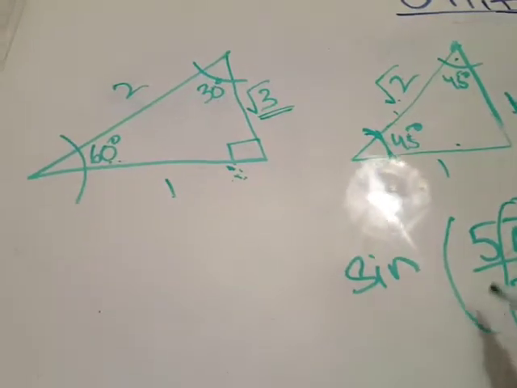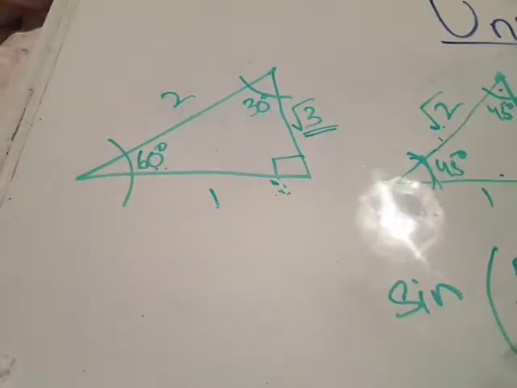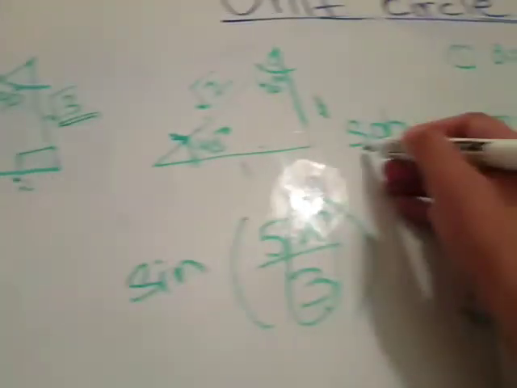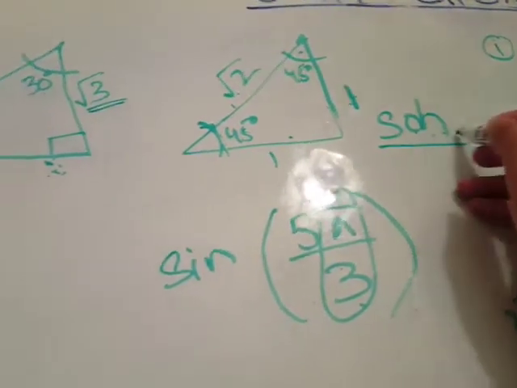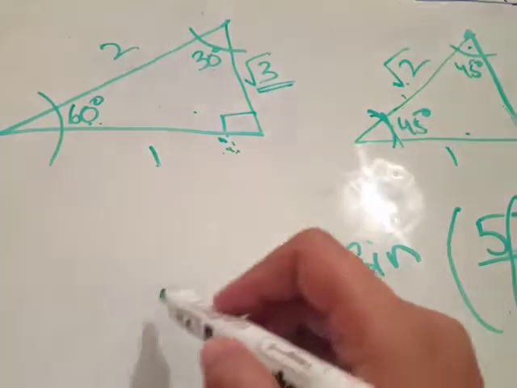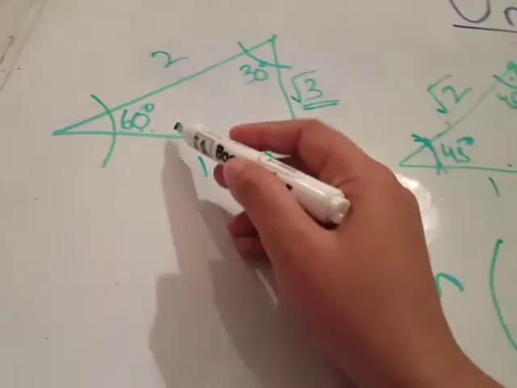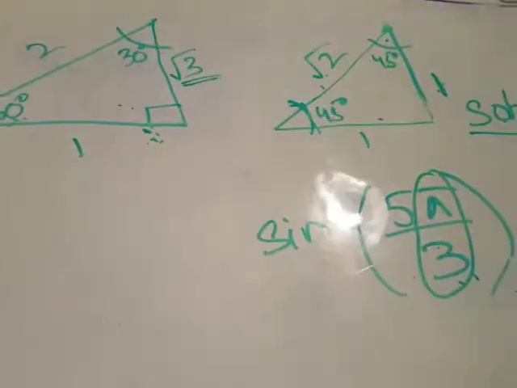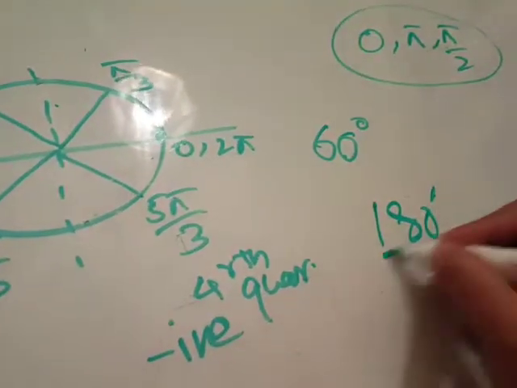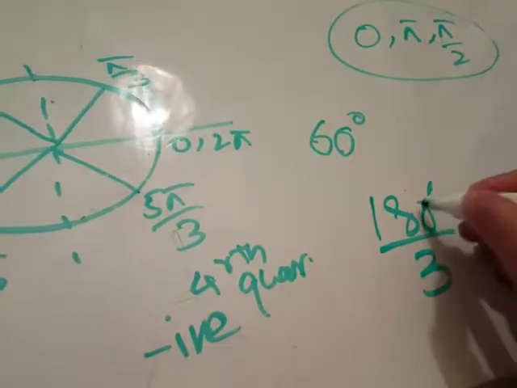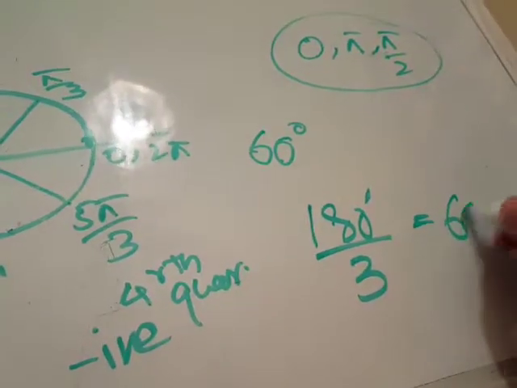So how are we going to do this? We'll just use the opposite over hypotenuse of this special triangle. Why are we using this special triangle? Because pi over 3 is 60 degrees. Okay. But how 60 degrees? 180 divided by 3. This is pi. Okay. Pi over 3 is 60 degrees.